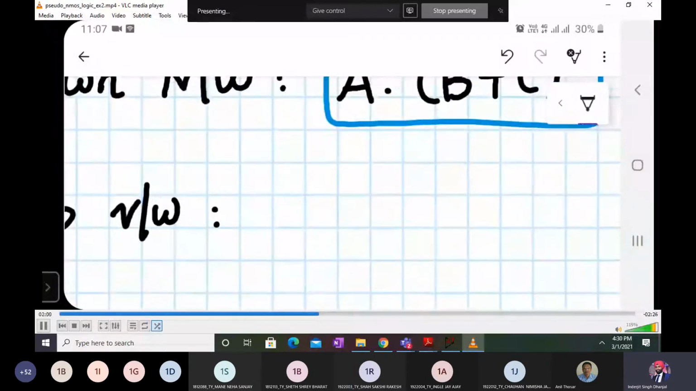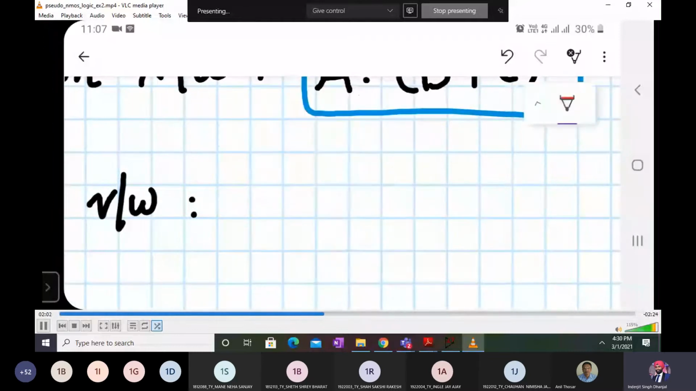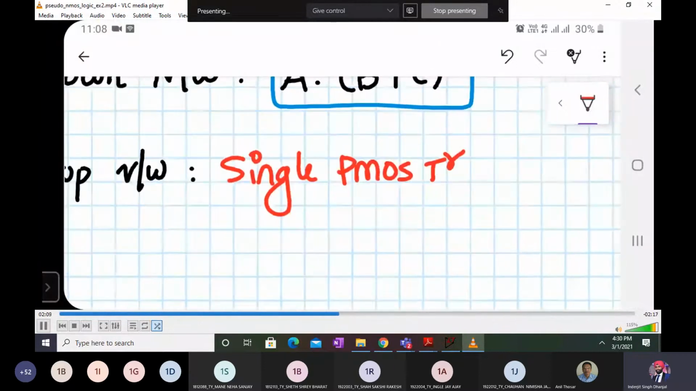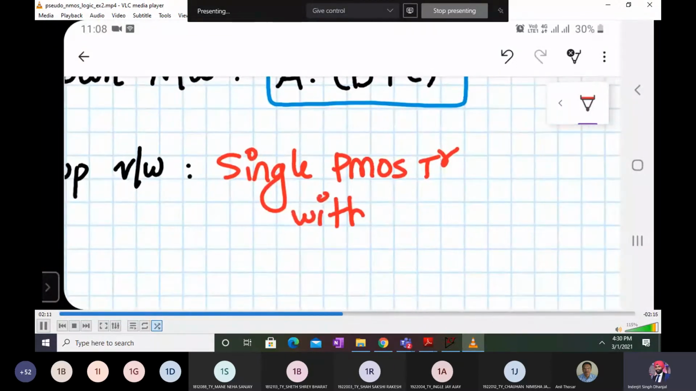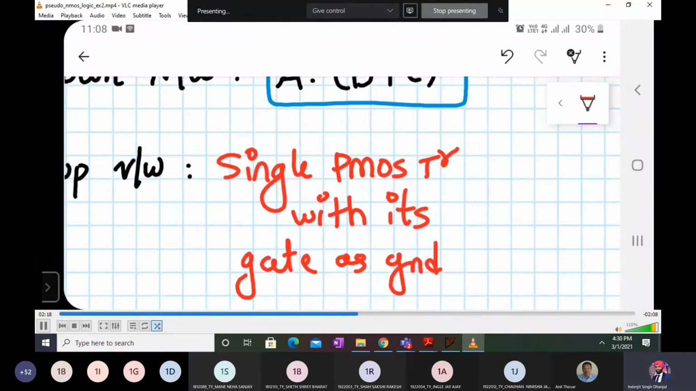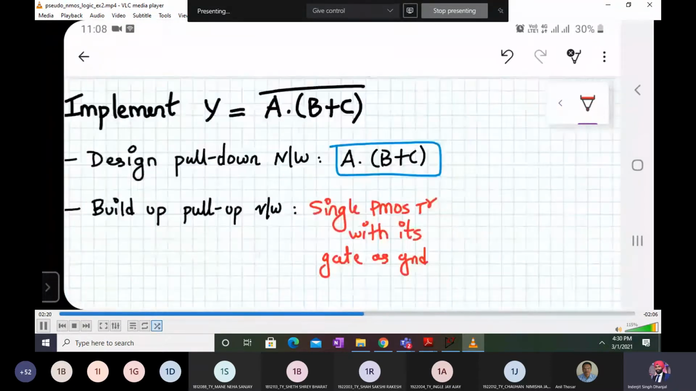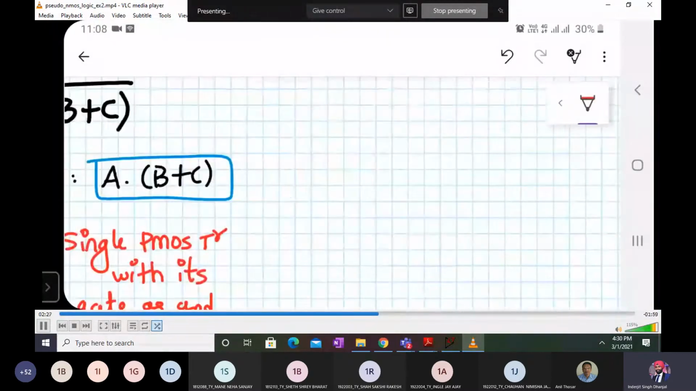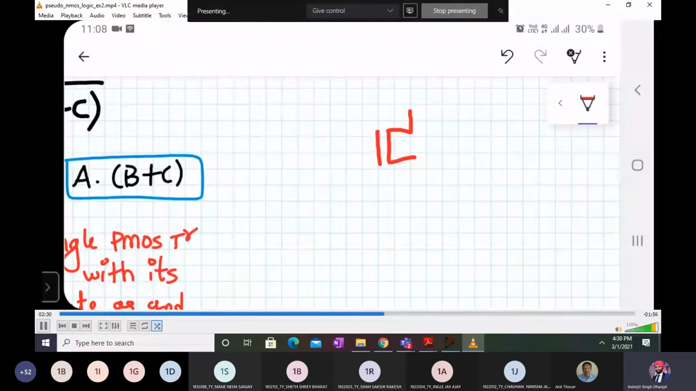So for the pull-up network, we have a single PMOS transistor with its gate grounded. So we have all the things over here, the pull-up and pull-down network. Let us start with the pull-up network. For the pull-up network, we have one PMOS transistor whose gate is grounded.